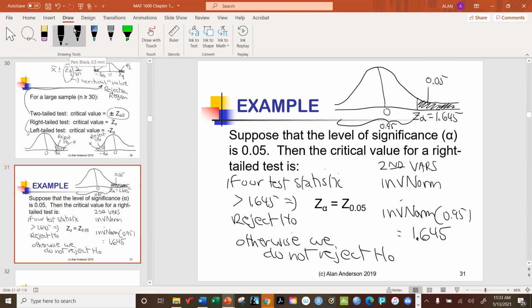So I have a quick question, Professor Anderson. Yes, go ahead. On my calculator, when I go to second var, I select the tail and I get a positive value, but if I select the right tail, I get a negative value. That's how it should work. Because of the symmetry of the distribution, if you put into your calculator INV norm of 0.05, you should get negative 1.645.